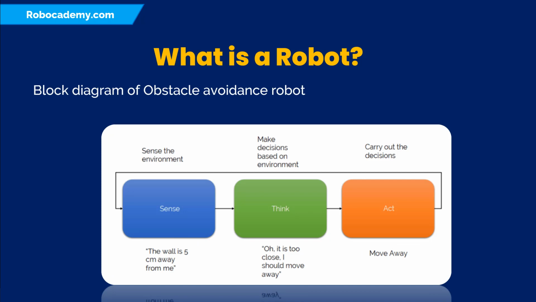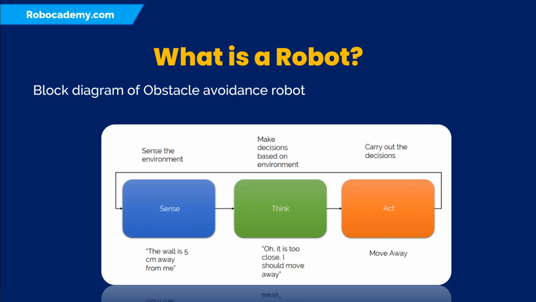And this is an example of a robot, an obstacle avoidance robot. It's a very simple example. I just want to show you how this sense, think, act loop works. For an obstacle avoidance robot, basically it will have some sensors to detect the obstacle, maybe an ultrasonic distance sensor or a Sharp IR sensor or anything that can detect, or maybe a LiDAR. And then the sensor will give the detected output to the computer.